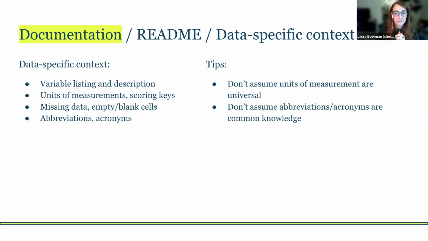Likewise, I know when you're really in your research, the abbreviations and acronyms that you might use are second nature, but they are also not universal, and they might not be common knowledge. It could be a new grad student, someone outside your discipline, someone from a different country, and it's different terminology. It's just always best to be explicit so there's no ambiguity about what your data means.